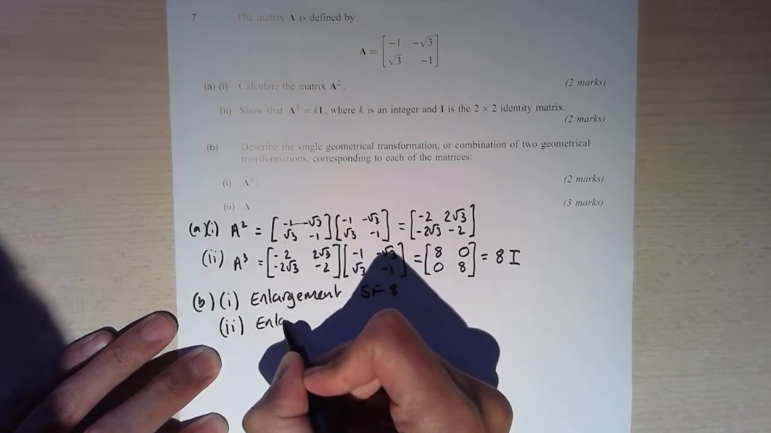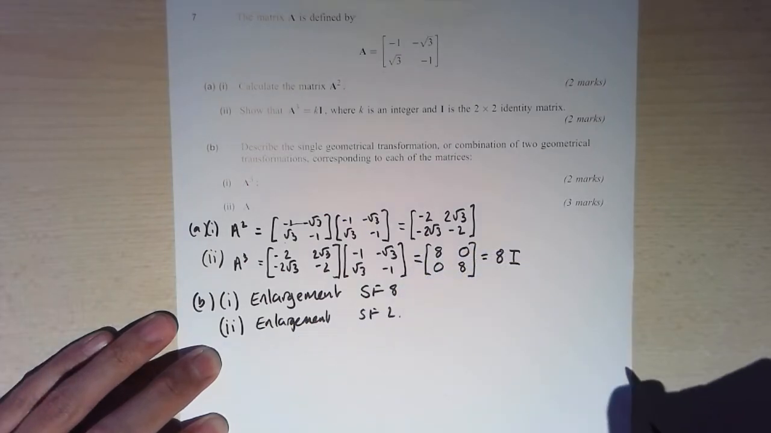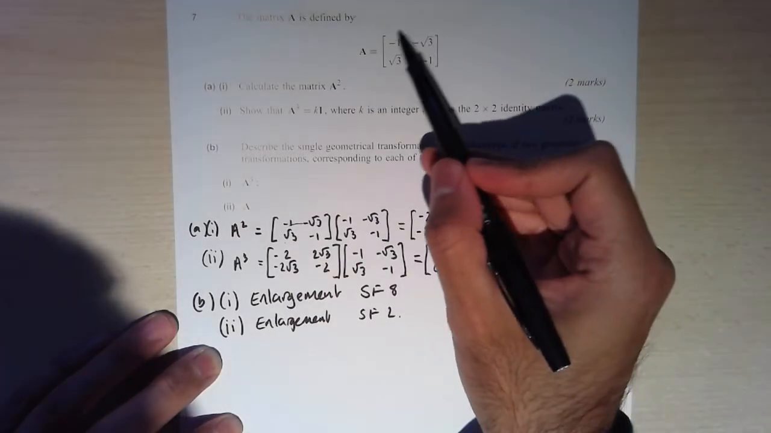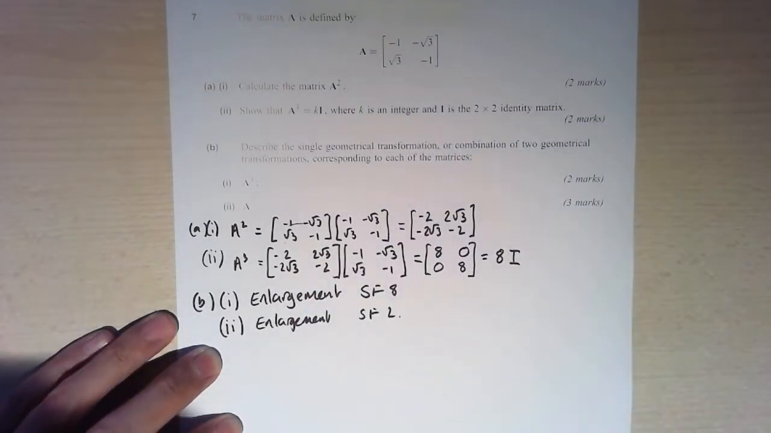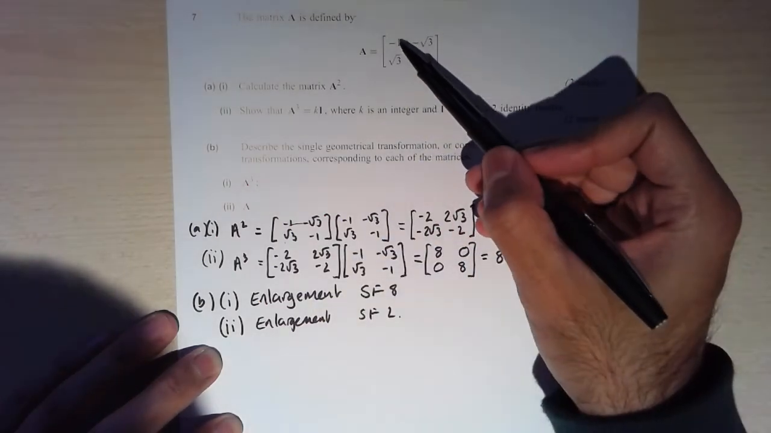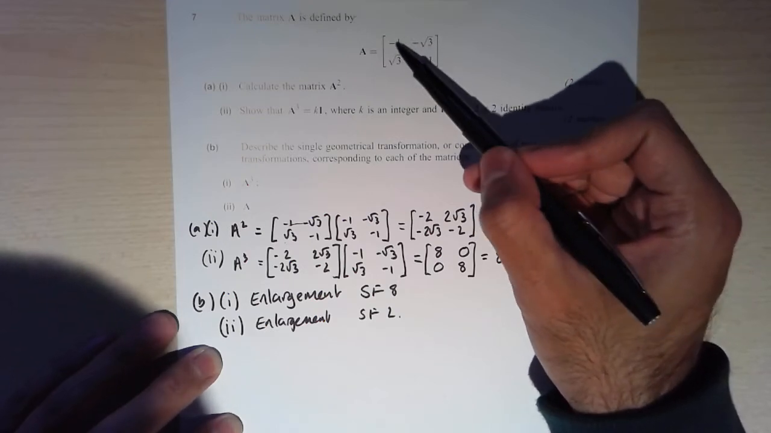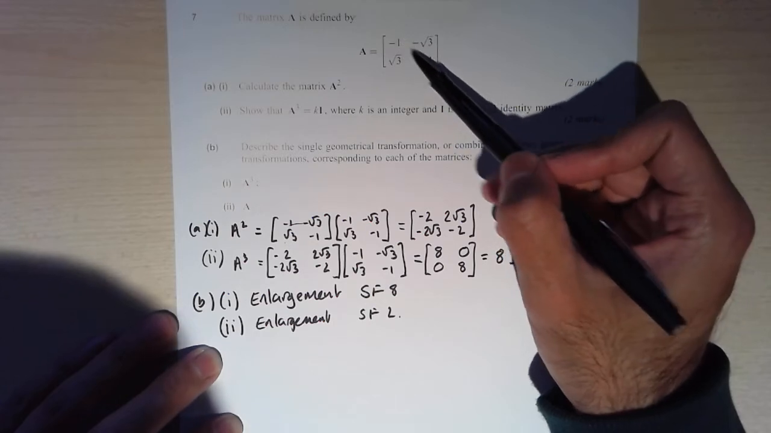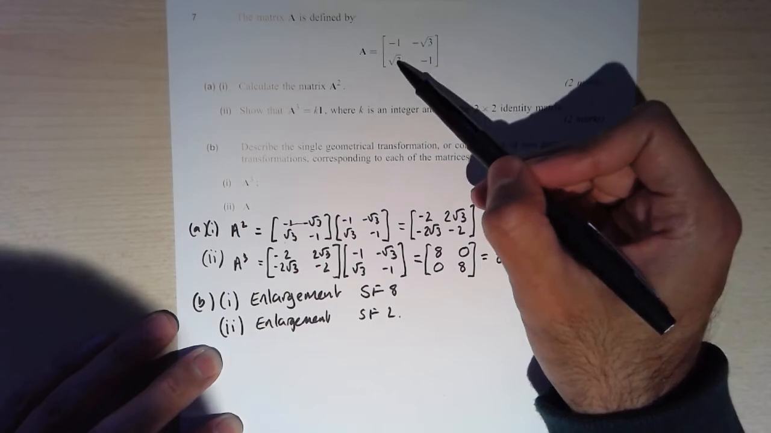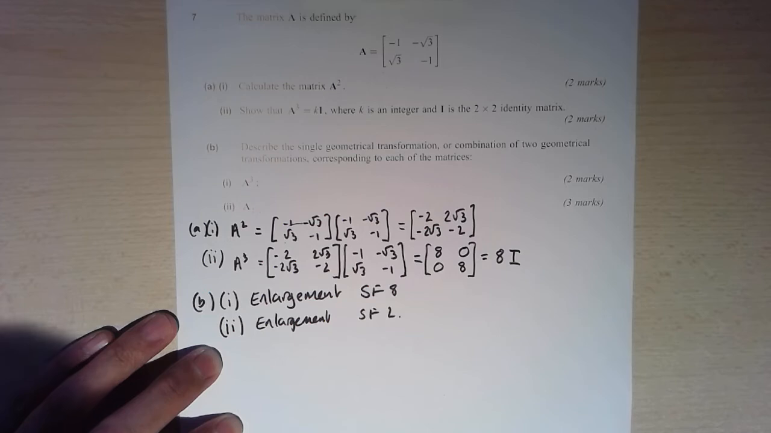Okay, so I know that an enlargement scale factor 2 is going to be involved. But there's something else going on as well. And just by looking at the pattern over here, I can see that there's actually going to be a rotation going on. The reason why I know this is because these two numbers have the same magnitude and the same sign. These two here have the same magnitude, but they're of opposite signs. So that tells me that this is going to be a rotation matrix.